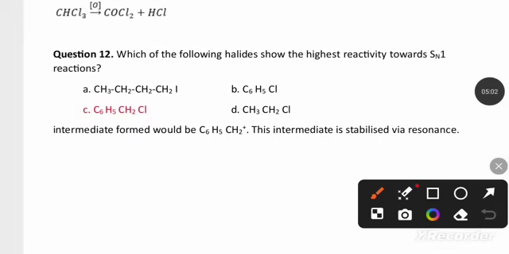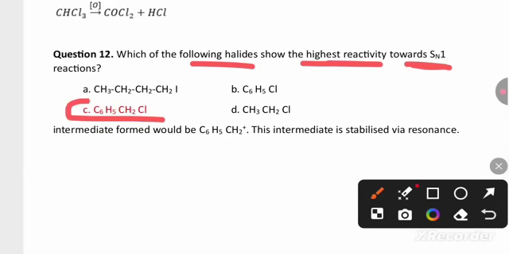Another question from haloalkanes and haloarenes: which of the following halides shows highest reactivity towards the SN1 mechanism? Among the 4 options, this particular benzyl chloride shows more reactivity because it is going to form a stable carbocation due to resonance.